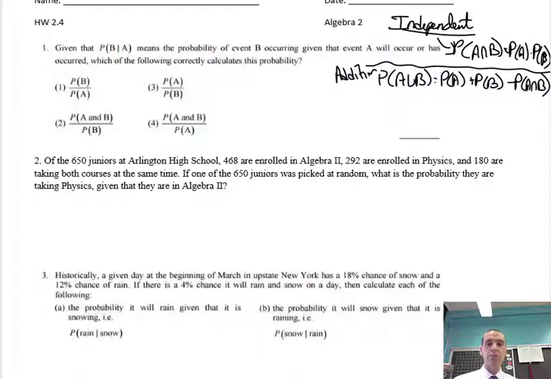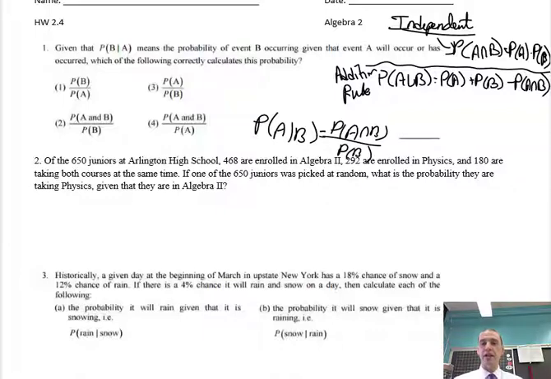A couple things to note: independent. If two events are independent, then you may multiply the probability of event A and the probability of event B together to get the probability of A and B. The addition rule will always work, no matter if they're dependent or independent, so please make sure you understand that. Also, probability of A given B equals probability of A and B over the probability of B. I'm going to be using that quite a bit, so please make sure that you understand those.